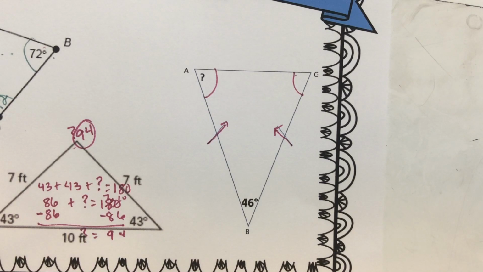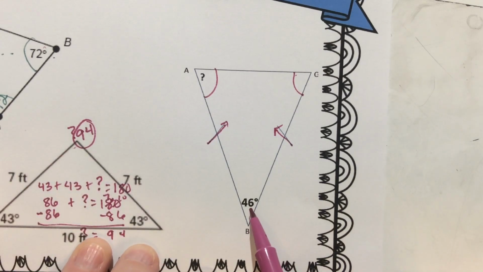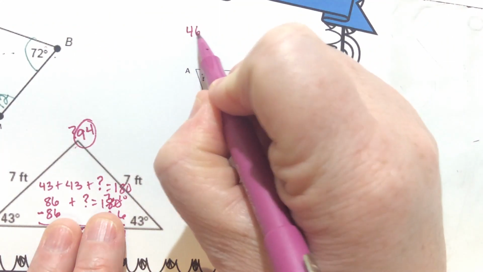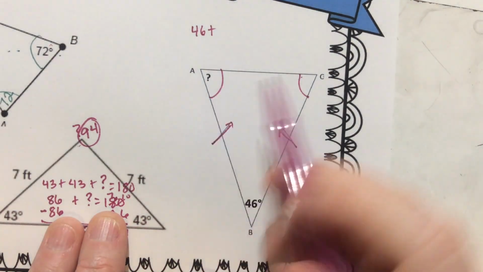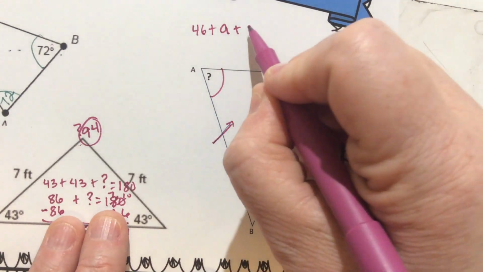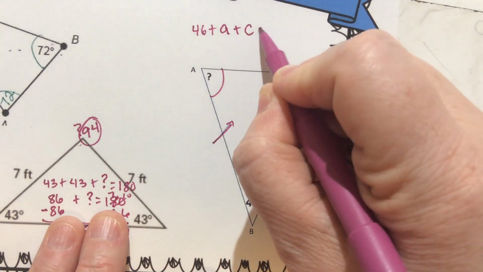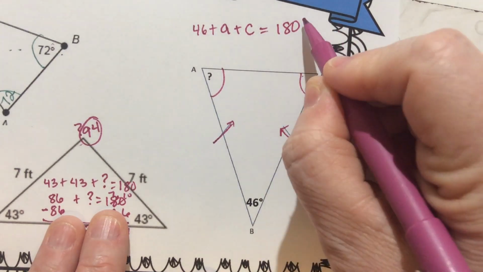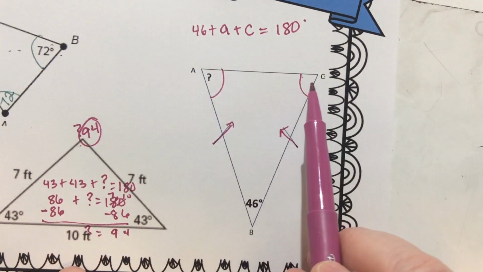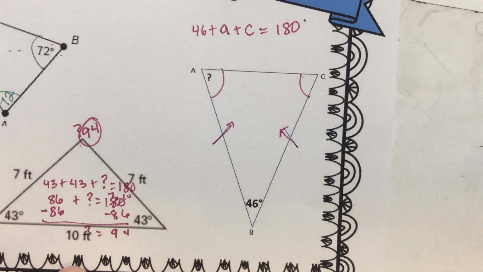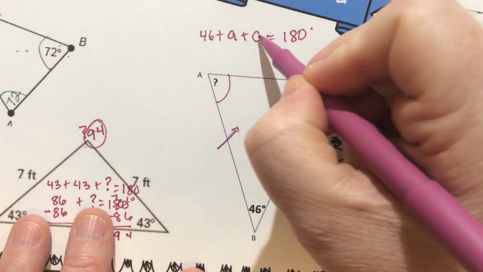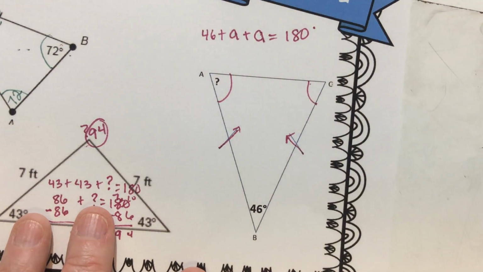Okay, and that makes it a little bit trickier. So what I do is I know that 46 plus, let's say A plus, I'm going to say C for now, equals 180 degrees. So 46 degrees plus the measure of A plus the measure of C. Now, what's really cool is that A and C are the same thing, right? So it's kind of like saying I have two A's.